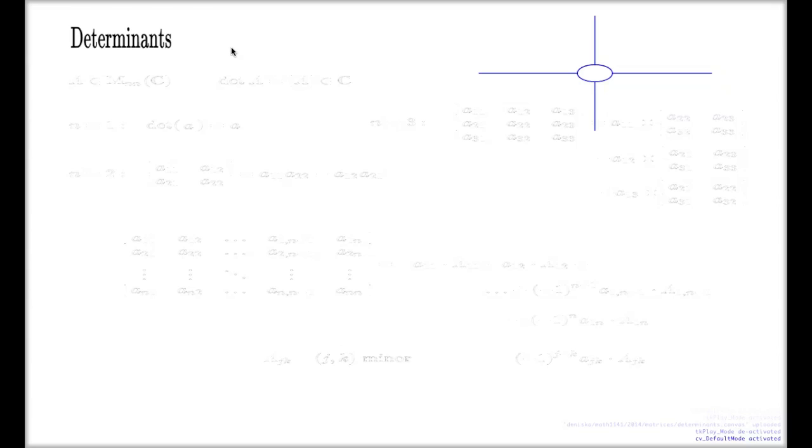So determinants, it's a numerical quantity you associate with a square matrix. So they do not exist for any other matrices, they only exist for square matrices. And for every matrix you come up with a number, and it's a number which is called determinant.